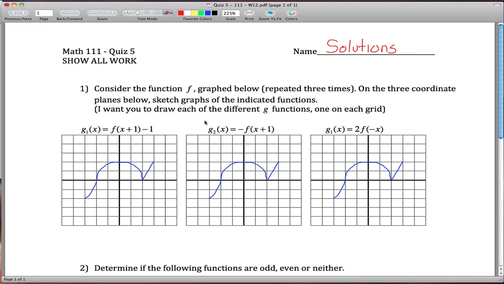All right, here are quiz 5 solutions. Let's see, on question 1, you're given this weird looking function right here, and this guy right here is f. And what I want you to do is draw each of these 3 functions on the 3 different graphs.